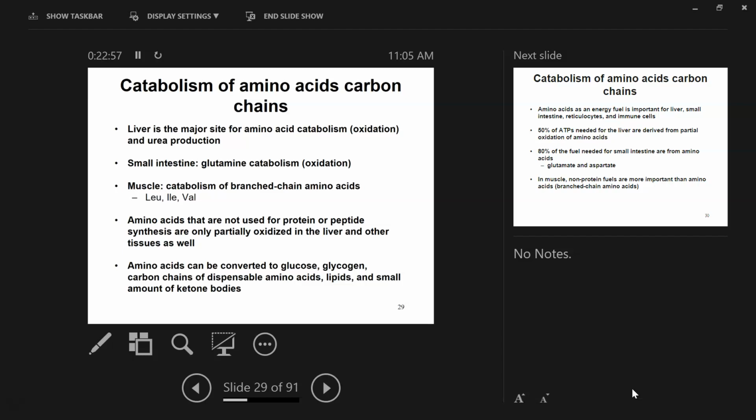And muscle is a major site for branched chain amino acid metabolism, right? And the small intestine is a major site for glutamine metabolism.